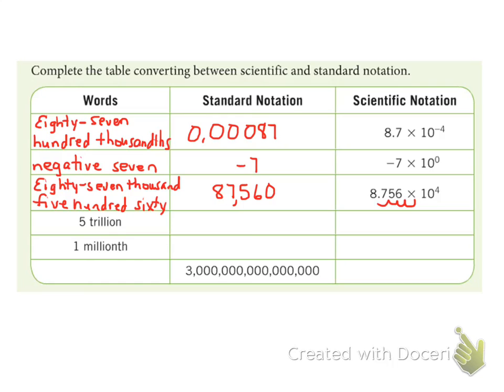Okay, 5 trillion. Well, we have a 5. 3 zeros will be 5,000. 5 million. 5 billion. So there it is. 12 zeros. In scientific notation, we need the decimal point right after the 5. So 5 or 5.0 times 10 to what power? Positive. It's a very large number, so the exponent should be positive.